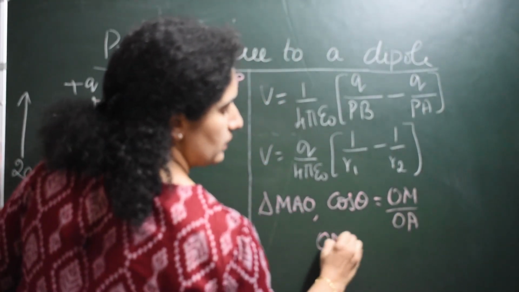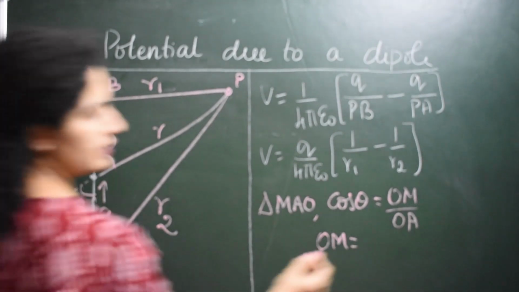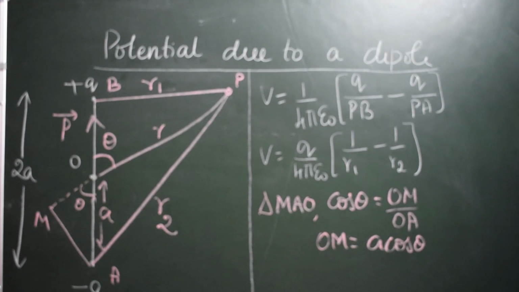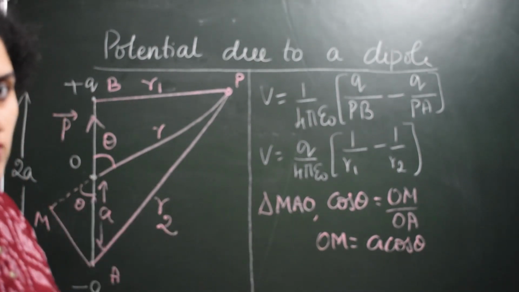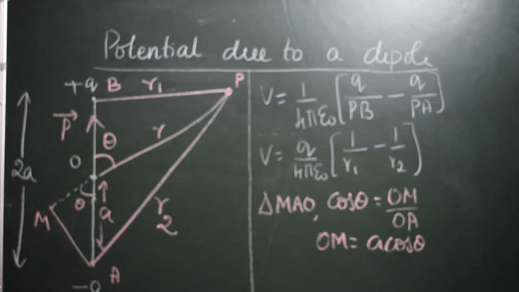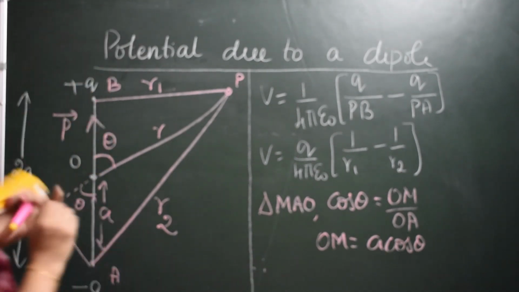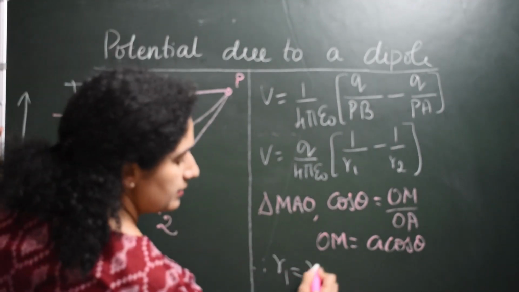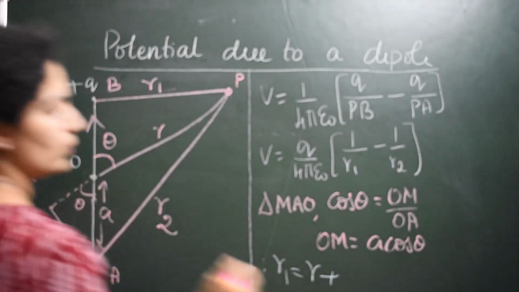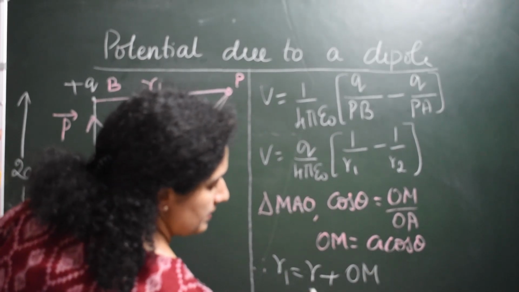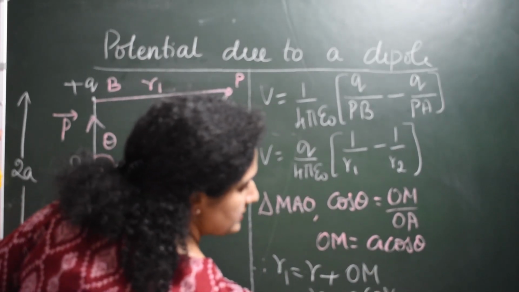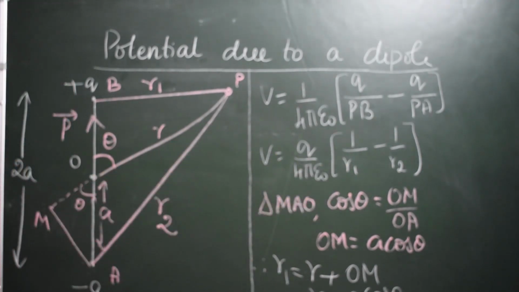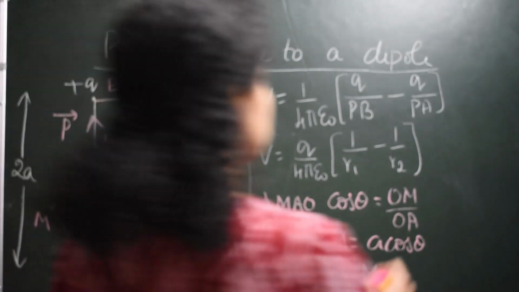So OM will be equal to OA. OA is nothing but A. So A cos theta. So OM will be equal to A cos theta. Therefore, now R1 becomes how much? R1 will be equal to R plus this OM. So R plus A cos theta will give you R1 in terms of R. R plus A cos theta. Let me write it here.